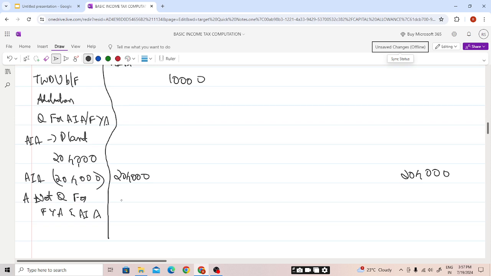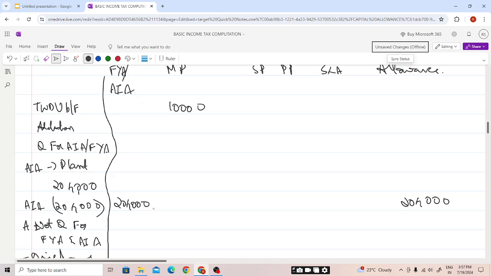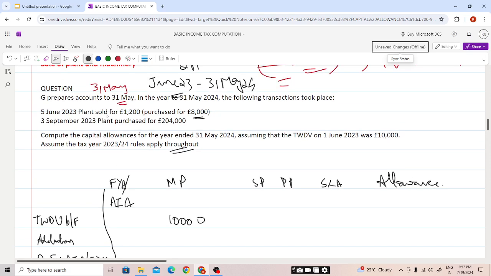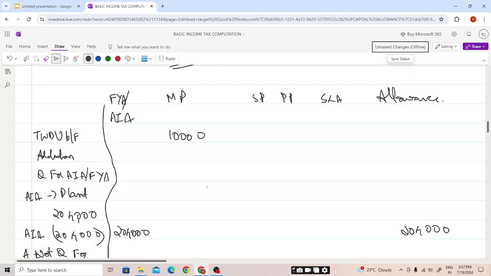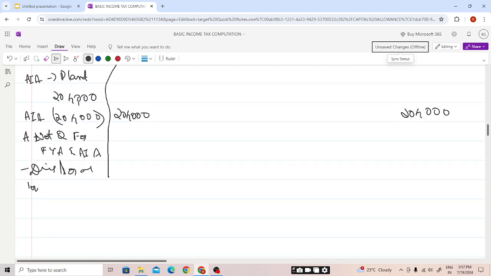Now students, after this, any disposals? We have a disposal of plant sold for 12,200, purchased for 8,000. The disposal value will be the lower of two things: the disposal proceeds, DP, or the original cost. The original cost is 8,000 pounds and DP is 12,000 pounds, so it will be 8,000 pounds.